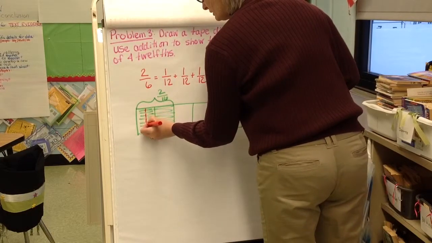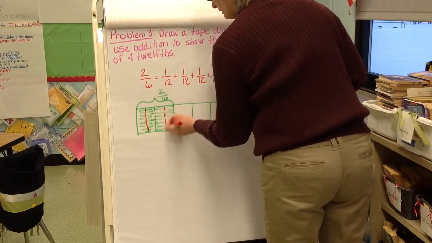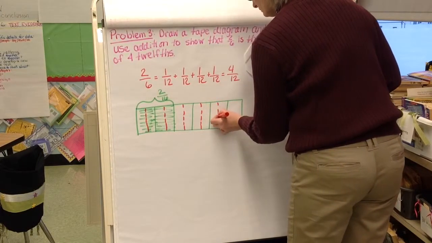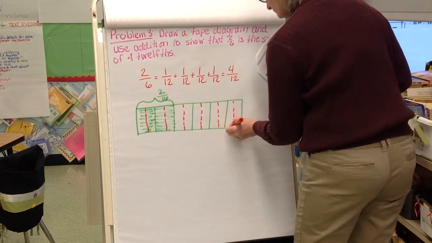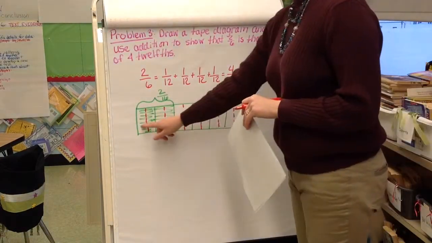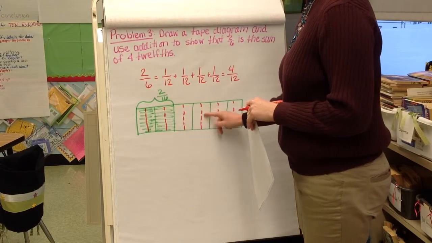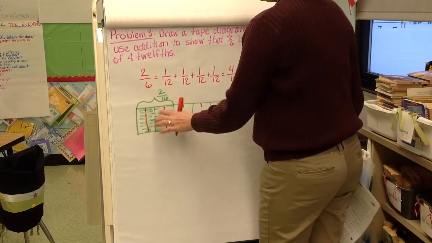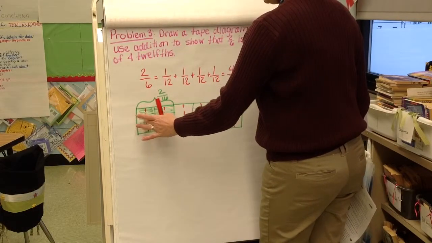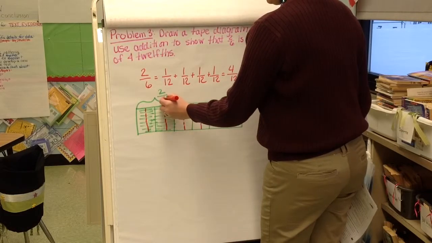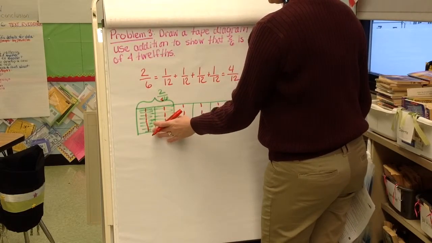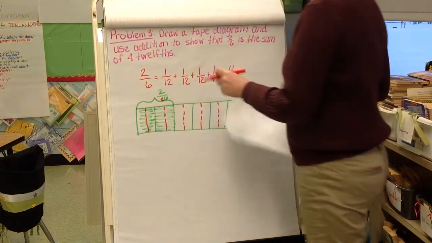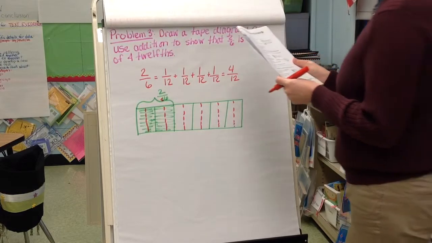So if I take and split each of my sixths, okay, I now have 12. 1, 2, 3, 4, 5, 6, 7, 8, 9, 10, 11, 12. If I look here, here's 2/6. I split it, I now have 4/12. 2/6 equals 1/12 plus 1/12 plus 1/12 plus 1/12, or it equals 4/12.